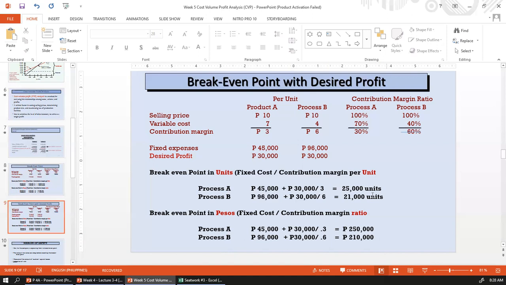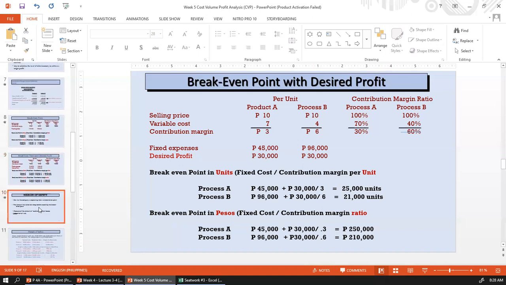So let's check. In our point in units, we have 25,000 units, right? Then you multiply by the selling price of 10 pesos and you will get 250,000 pesos. The same with product B. You have your 21,000 units. You multiply by the selling price per unit, so you will get 210,000 pesos.